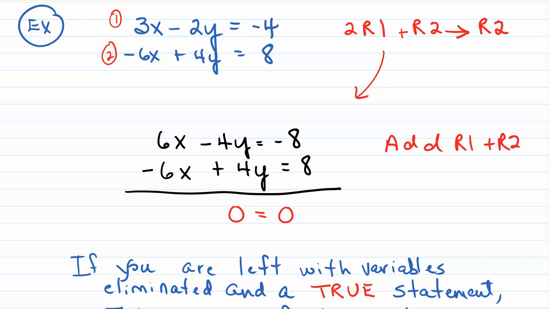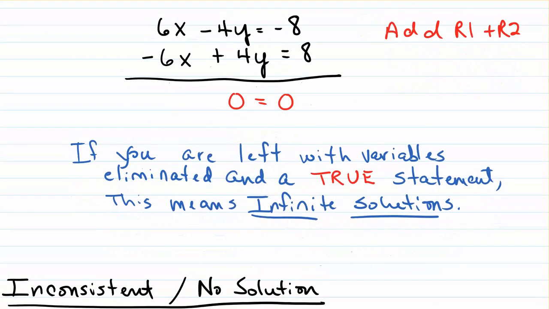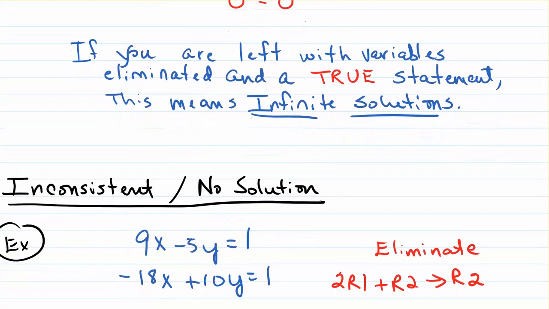That's a true statement. And so this is important. If you are left with variables eliminated and a true statement, that's what happened here, then this means you have infinite solutions. If you eliminated the variables and you were left with a false statement, that would be no solutions.